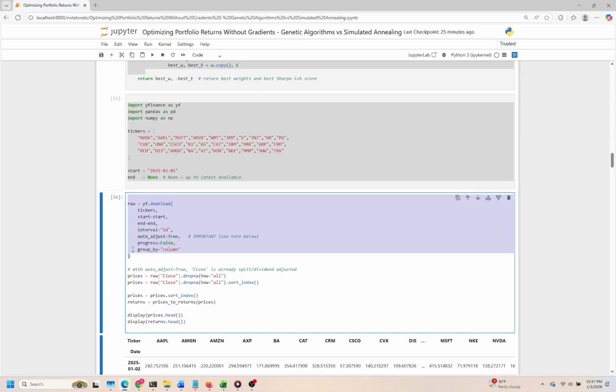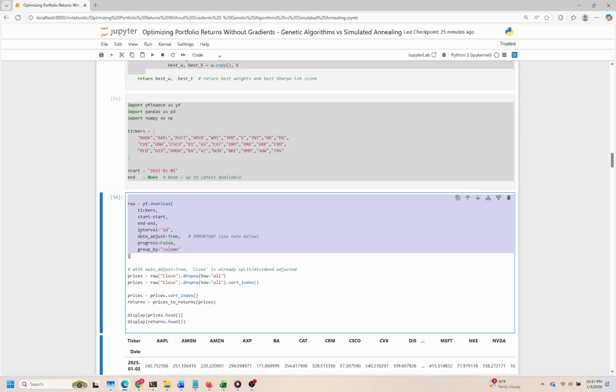First, we initiate a download of data by specifying the tickers we want, along with the start and end dates for our dataset. The interval is set to daily, which allows us to analyze the data on a day-to-day basis. A key point here is that we use the auto-adjust parameter, which ensures that the closing prices we receive are adjusted for any corporate actions, enhancing accuracy in our analysis.